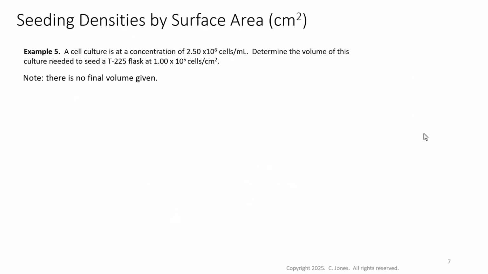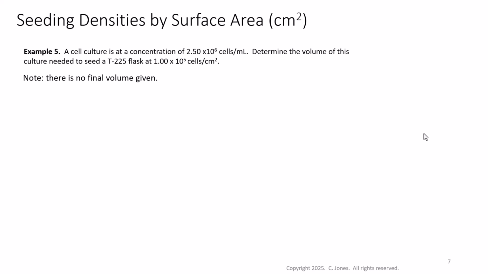Now, this is sort of a new one, a little bit different. Here, we're going to talk about seeding densities by surface area, that is centimeters squared. So this applies to anchorage dependent cells when we're seeding T-flasks, dishes, hyperstacks, and things like that. So here's the information we're given.